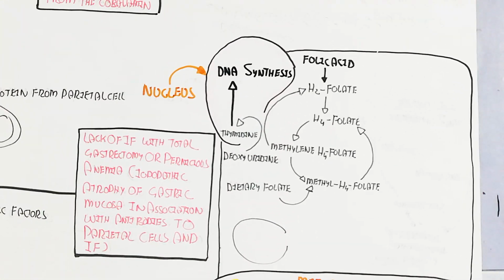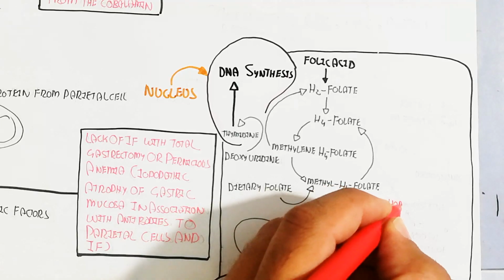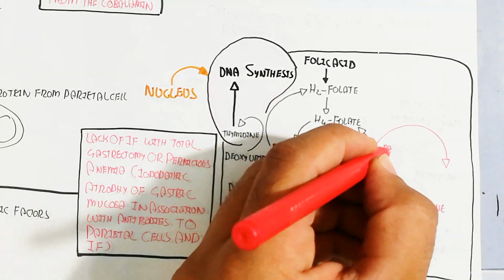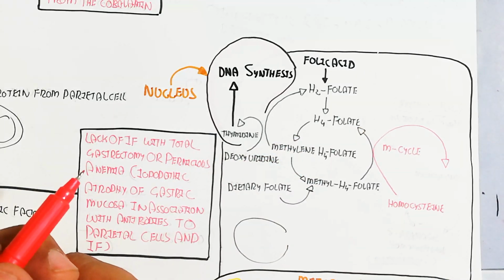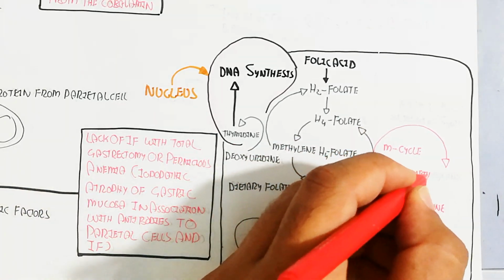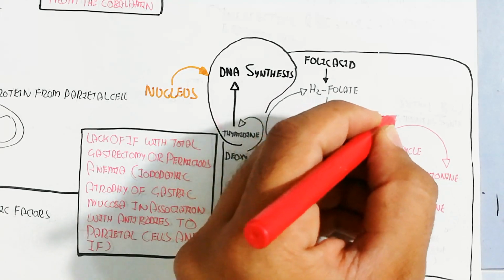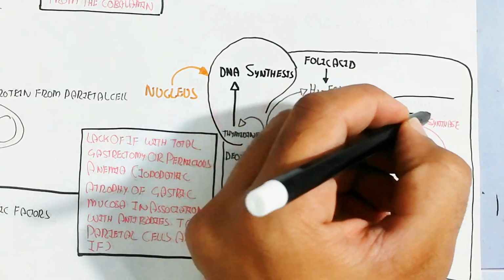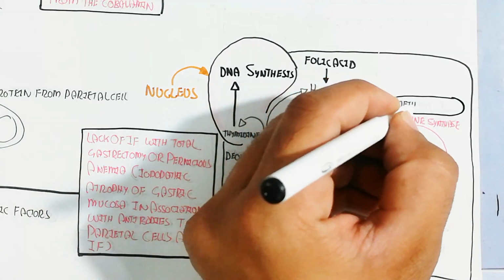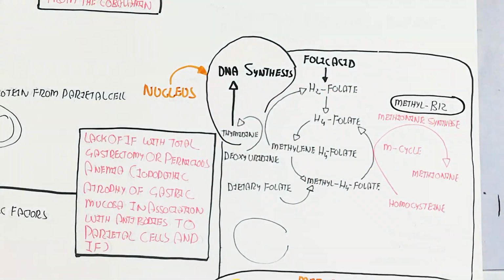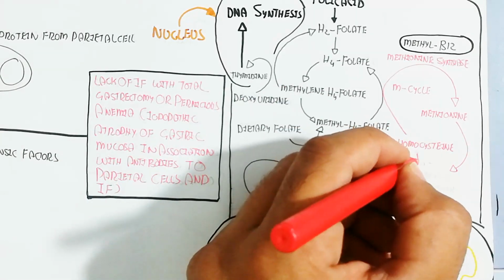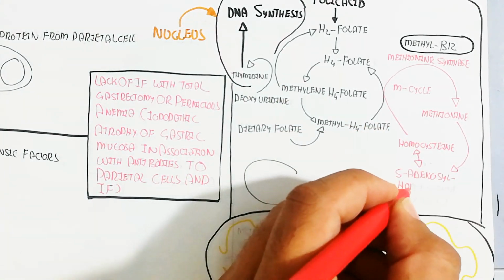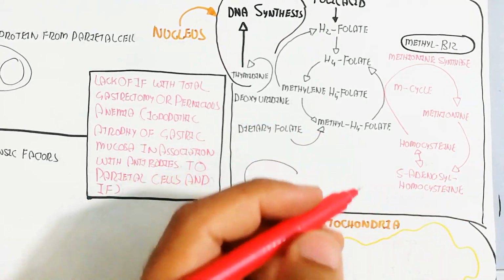On the other hand, the homocysteine, in the presence of methyl tetrahydrofolate, is converted to methionine through the methionine synthase enzyme using methyl vitamin B12, and this methionine also produces S-adenosyl homocysteine and leads to methylation, and this is the methionine cycle.